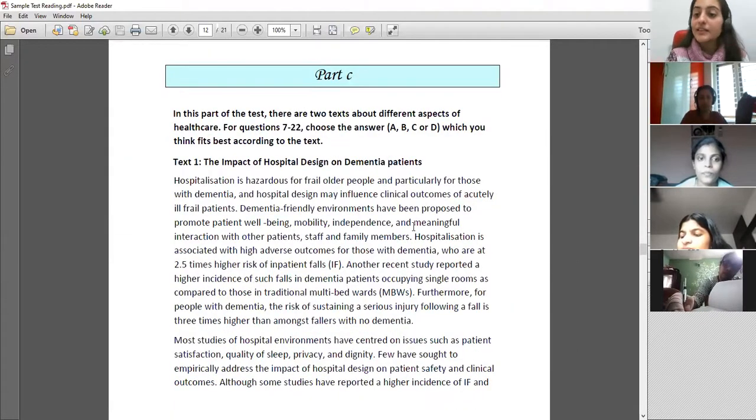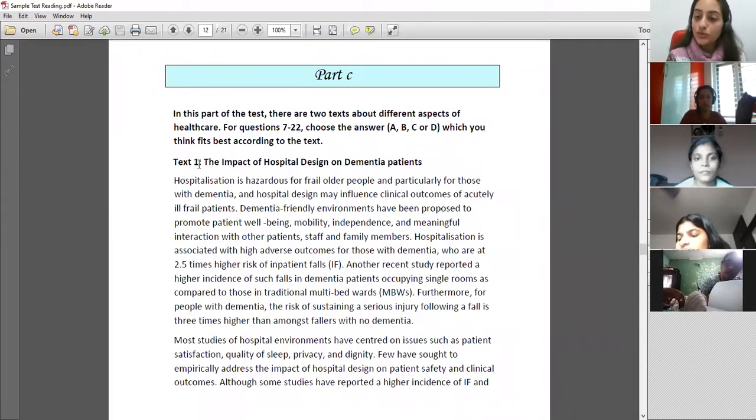Let's move on to part C. Now, in part C, there will be case studies. So, it is a bit information heavy. Case studies can be there, or articles that are published on medical websites. Those kind of things are there in part C. So, 2 long passages will be there in part C. Total number of questions in part C is 16.